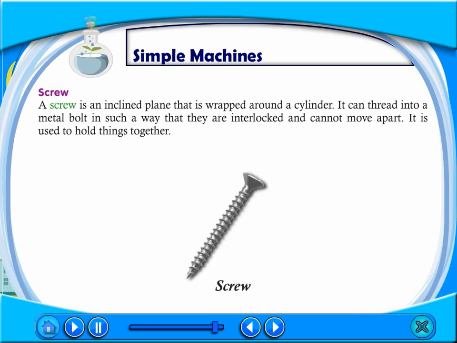Screw. A screw is an inclined plane that is wrapped around a cylinder. It can thread into a metal bolt in such a way that they are interlocked and cannot move apart. It is used to hold things together.